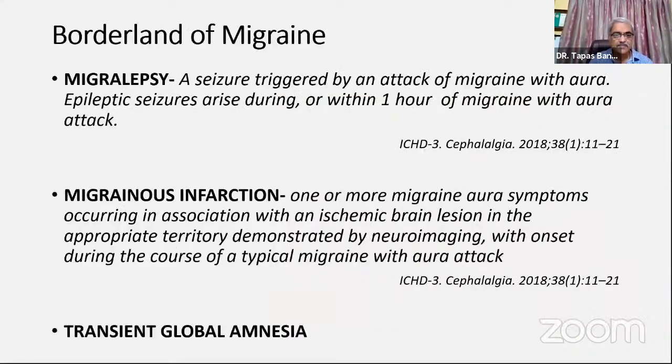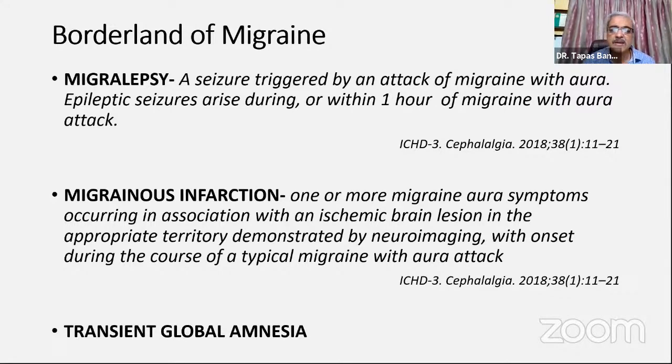So these outliers, what are the outliers of migraine? Migralepsy is one of the outliers. Migralepsy, by definition given in ICHD-3, is a seizure triggered by an attack of migraine with aura. Epileptic seizures arise during or within 1 hour of a migraine with aura attack. It's called migralepsy. It's a very rare entity. And where do you want to really put it? Whether you put it in migraine, whether you put it in epilepsy, it is sort of an in-between entity.